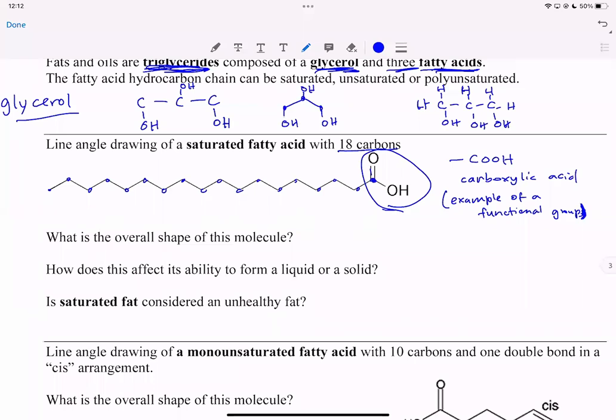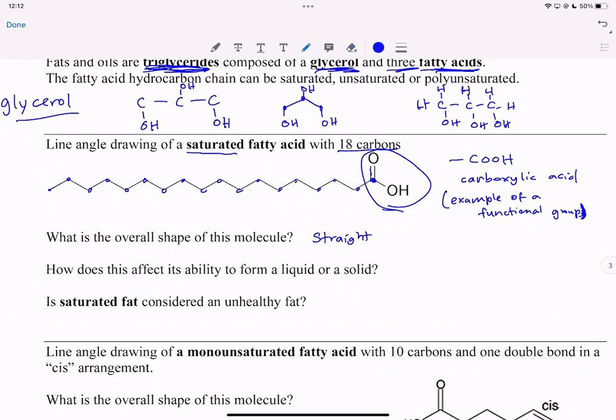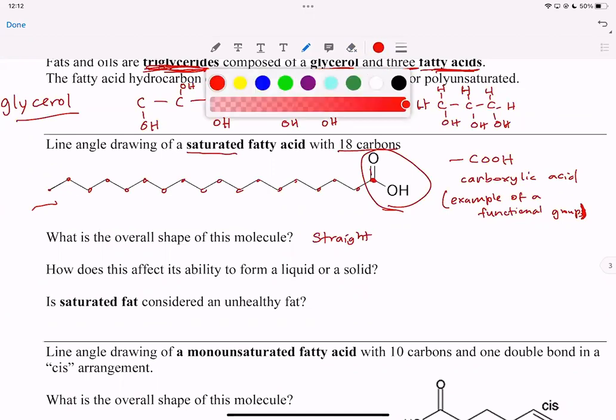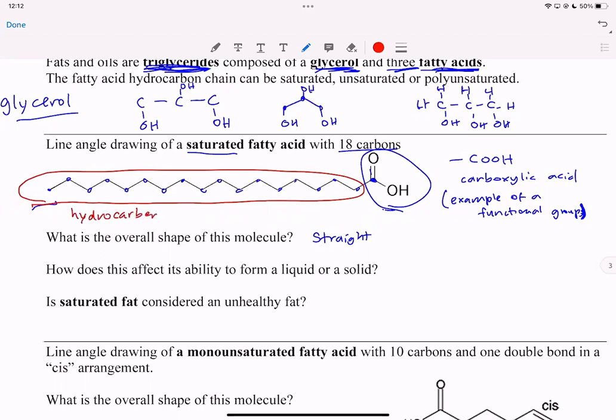So for this molecule, this saturated fatty acid is a zigzag line, but the overall shape is really a thick, straight shape. Okay, so this part of it, there we go. That's the hydrocarbon part. This is the hydrocarbon tail, which is all just single bonds.